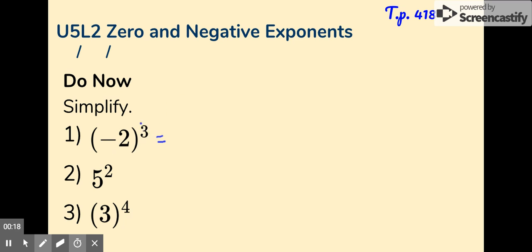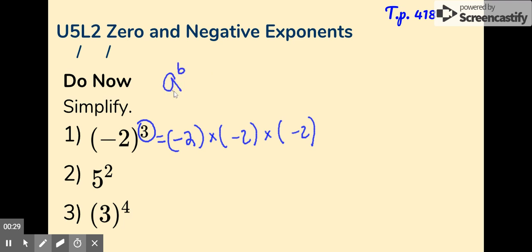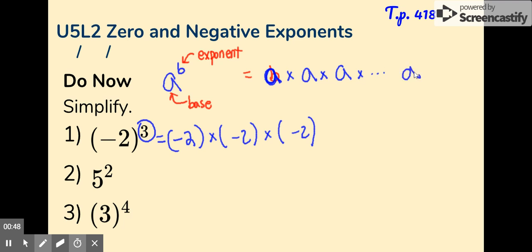So negative 2 to the third power means you multiply negative 2 how many times? 3 times. So it's called an exponent. A is the base and B is the exponent. So you multiply the base, the base is A. How many times do you multiply this base? B times. You multiply A's B times.